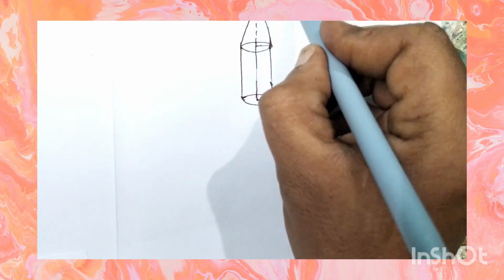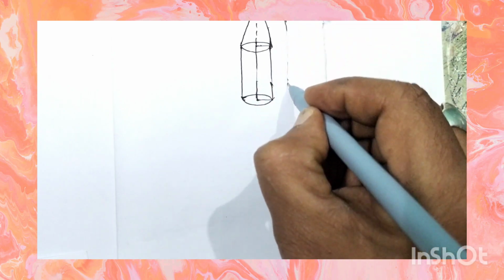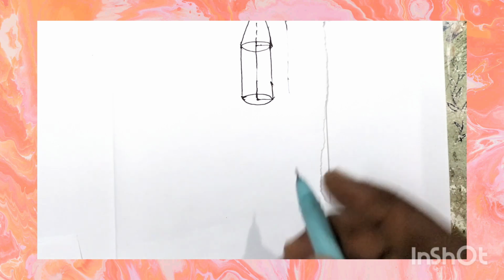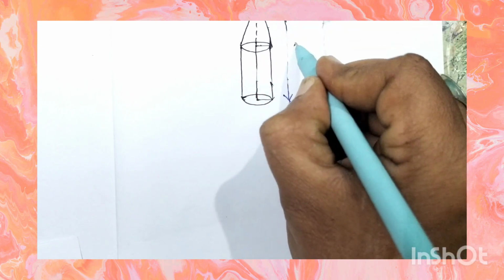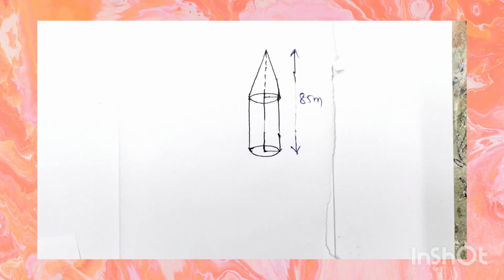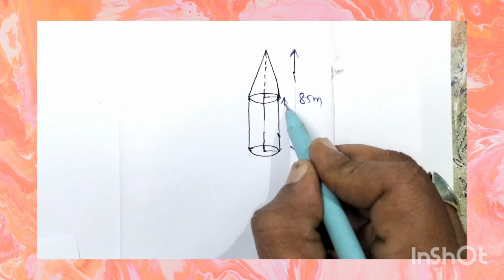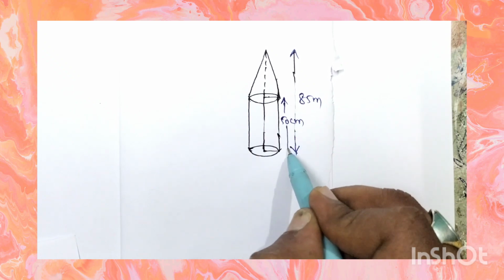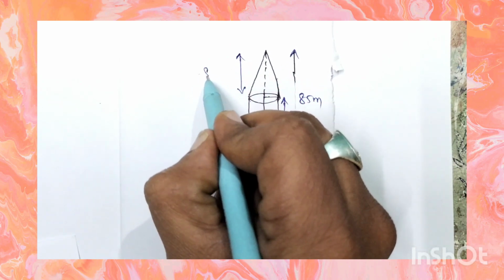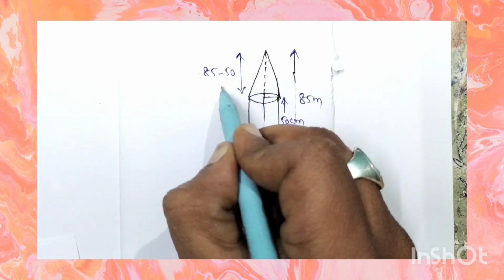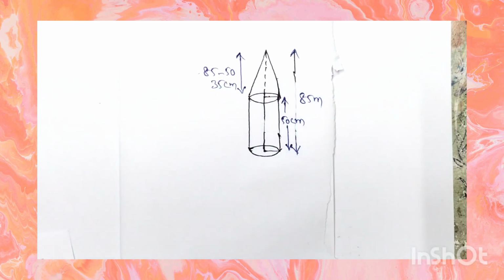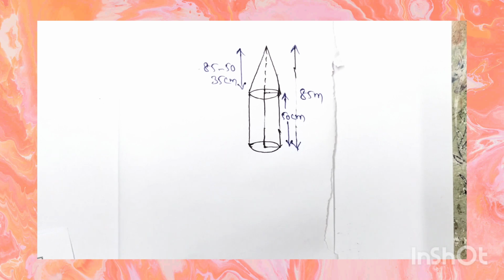Now, what is the total height given? The total height is given as 85 meter. Within that, the height of the cylinder is 50 meter. Then what is the remaining height of the cone? If the total height is 85, from that we have to subtract 50. 85 minus 50 will become 35. So 35 meter is the height of the cone.